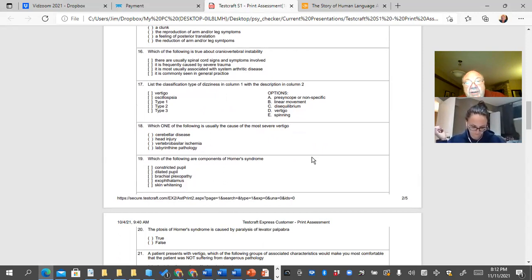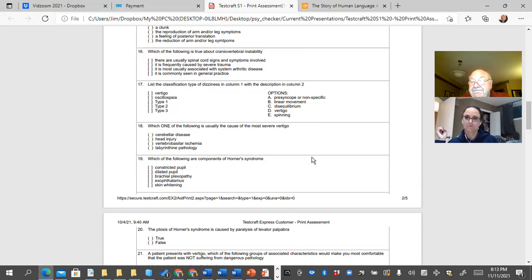List the classification type of dizziness in column 1 with a description in column 2. We did this one before. We had some problems with that, and I'll just go over it again. The problem was vertigo. You can't have vertigo and vertigo. Vertigo is a question, and vertigo is the answer. So the description of vertigo is it's a spinning movement.